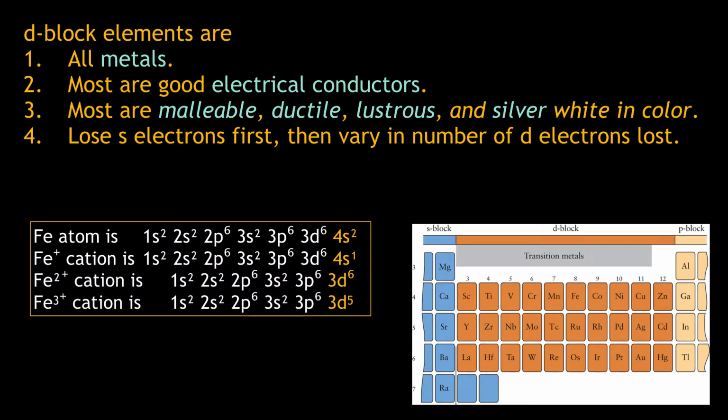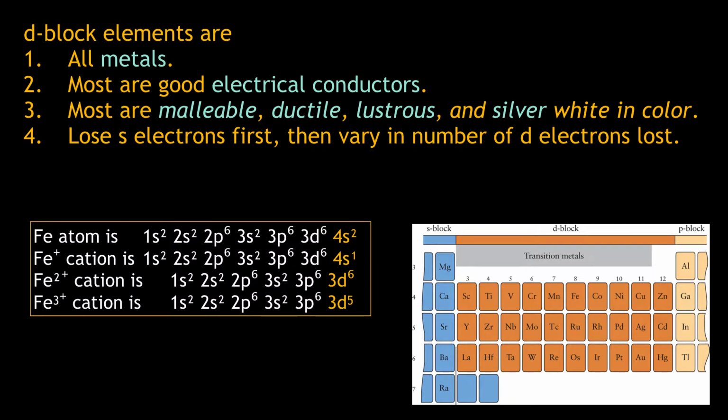Coordination compounds contain d block elements. D block elements are all metals, so of course, most are good electrical and heat conductors, malleable, ductile, and lustrous. Most are also silver-white in color. D-block metals also have some unique properties. When they become cations, they lose their s electrons first, and then they lose one or more d electrons. The charge of the cation depends on the number of d electrons the metal loses. Because these metals can have many d electrons, the number of charged states is quite numerous.